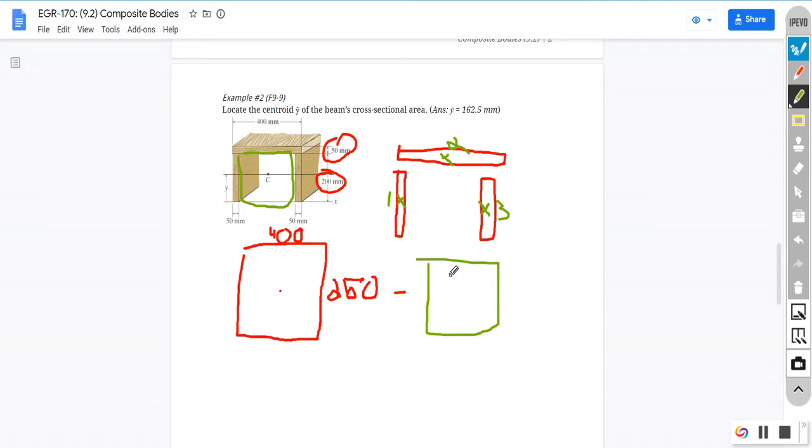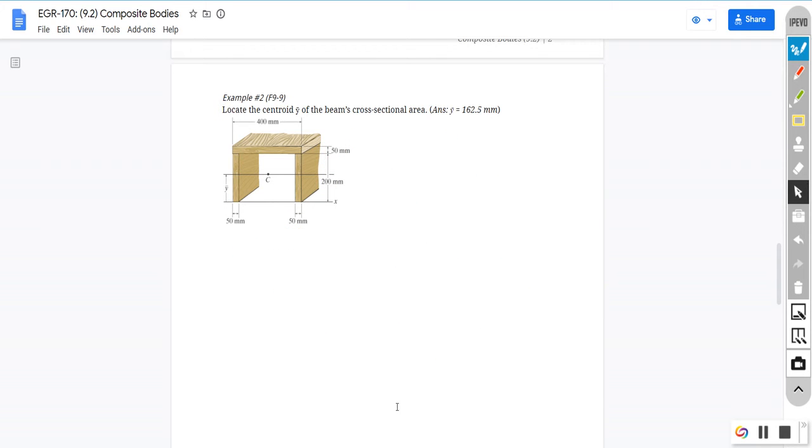This other box is 300 wide and 200 tall. So we can do composite bodies with negative areas, or negative lengths, or negative volumes, and get the same answer either way. The advantage of doing this is that I only have 2 segments to deal with, whereas the other way I have 3, so we can simplify the problem slightly. It does create a challenge though with this negative sign, so we do have to be careful there. So let's go look at that.